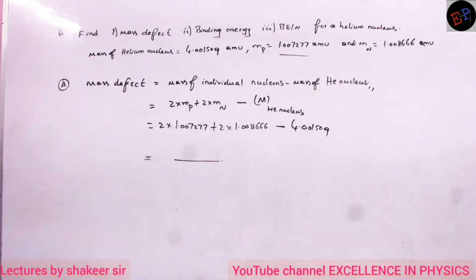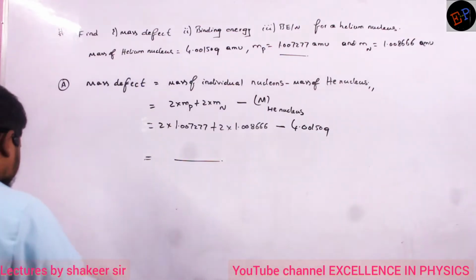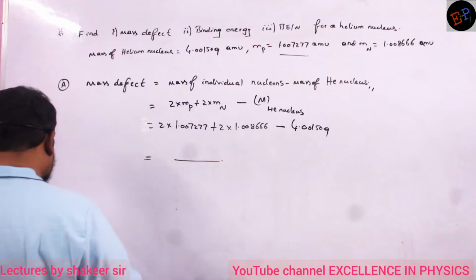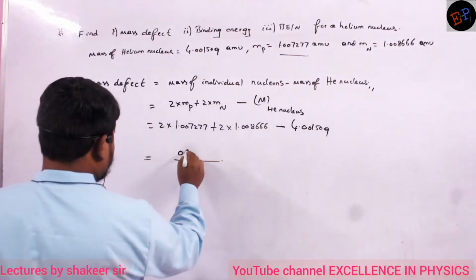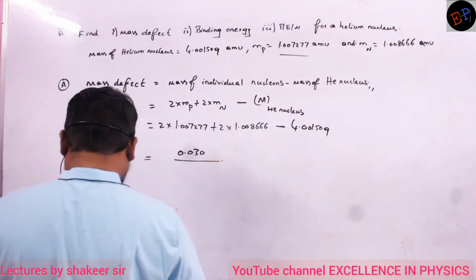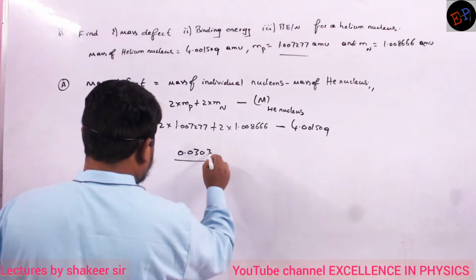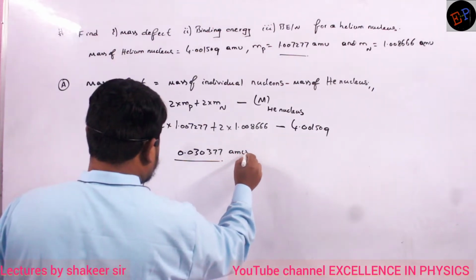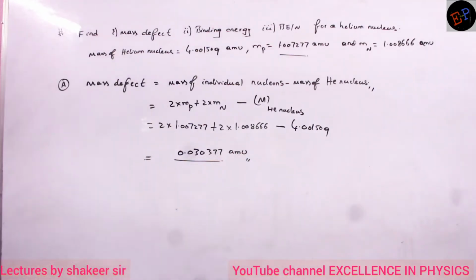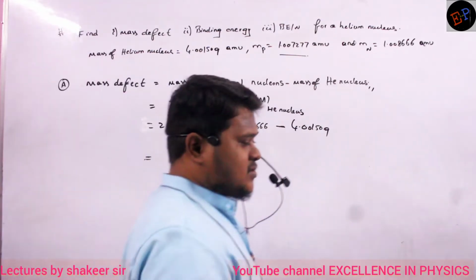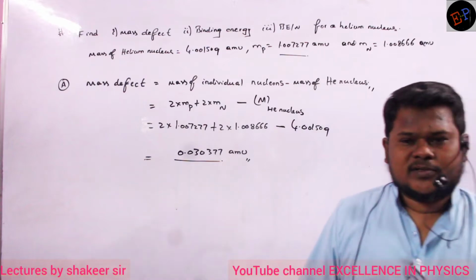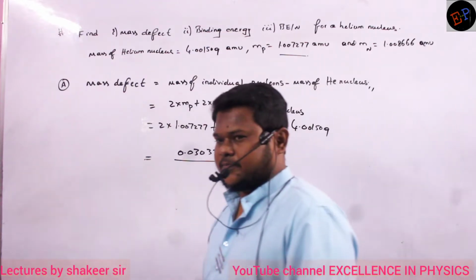If you do this calculation, I will get the mass defect. The mass defect is 0.030377 atomic mass units. This is the amount of mass which has disappeared when this helium nucleus was formed by combining 2 protons and 2 neutrons.